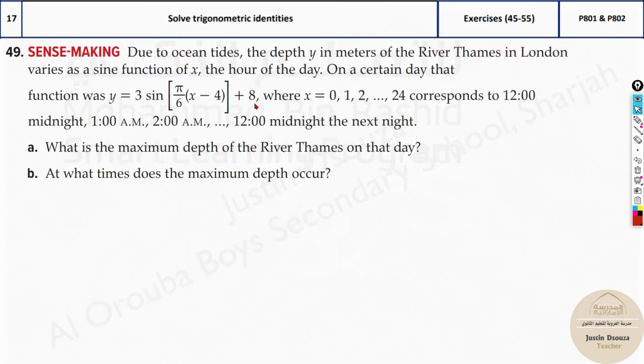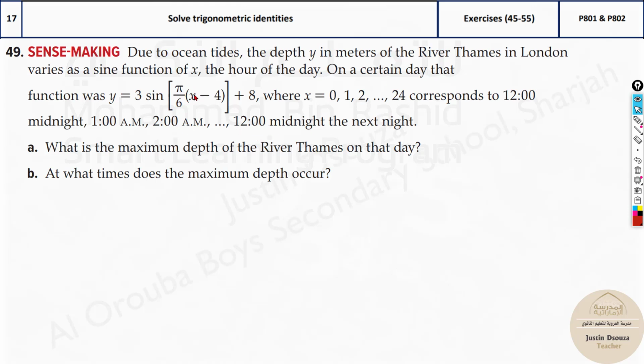Now here we have a real life situation problem. Due to ocean tides, the depth y in meters of the River Thames in London varies as a sine function of x, the hour of the day. On a certain day, that function was y equals 3 sine pi by 6 of (x minus 4) plus 8, where x is 0, 1, 2, 3, 4, and it keeps on going till 24, corresponding to 12 midnight, 1 a.m. So 0 means it's 12 midnight, 1 means 1 a.m., 2 a.m., 3 a.m., these x values.